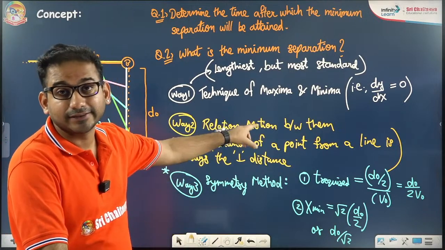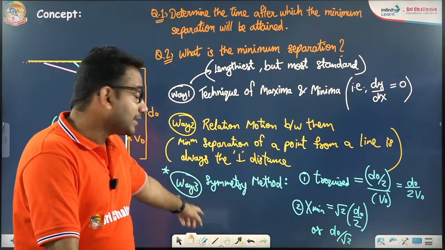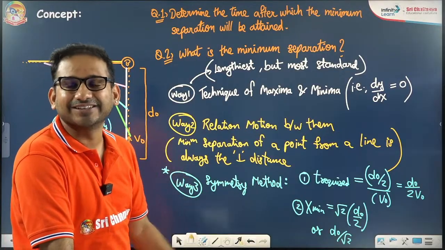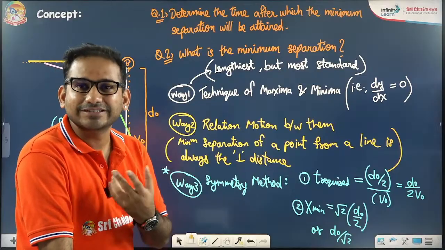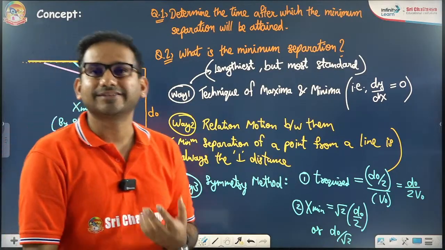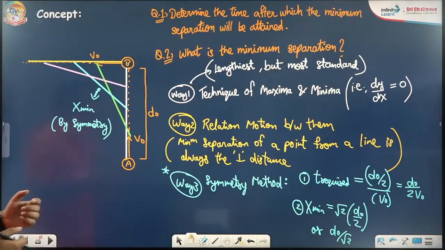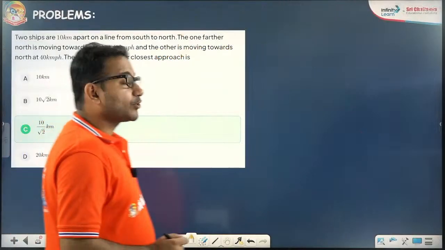The first one is the lengthiest but most standard, and the last one is the shortest, directly by the formula, by symmetry. But obviously that is applicable when there is a symmetry in the situation. Okay, so can I take it ahead? Let me take one problem for you.